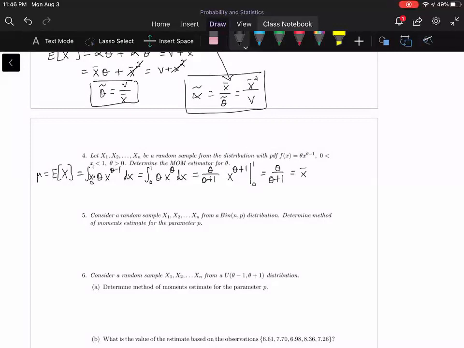So multiply both sides by theta plus 1, and we get theta equals theta x bar plus 1 times x bar. Get the thetas on the same side, and so I'm going to subtract the theta x bar to the left and factor out a theta, so it's going to give me theta times 1 minus x bar equals x bar. And finally, solving for theta, which is theta tilde, is going to be x bar over 1 minus x bar. And being that x is between 0 and 1, theta tilde will always be positive, which is good because that's one of the constraints on theta.